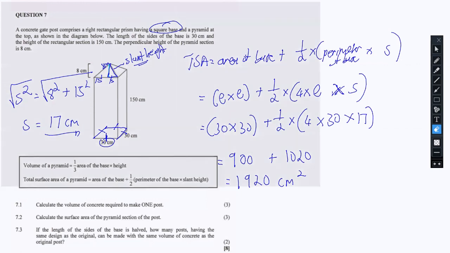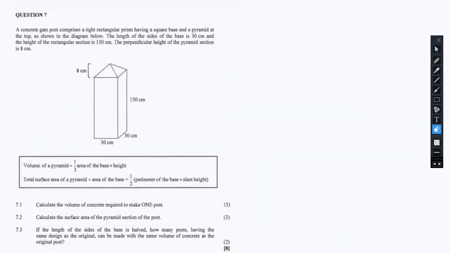Now, 7.3 says if the length of the sides of the base is halved, how many posts having the same design as the original can be made with the same volume of concrete as the original post? So we can see that this is a question on what we call scale factors. So what are they saying? They're saying they're halving the sides of the base.